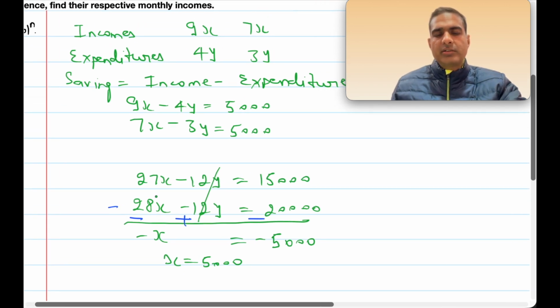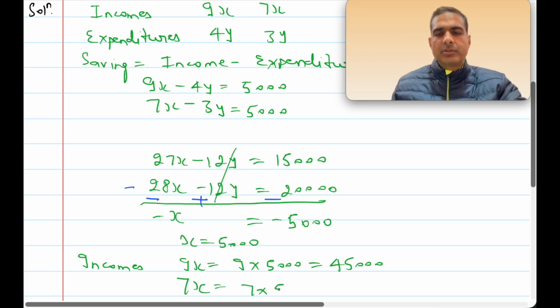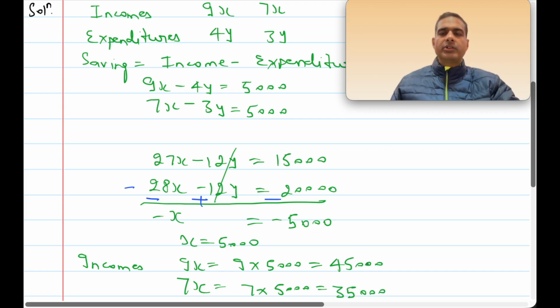Now we can find out the incomes. The first income will be 9x, so that will be 9 times 5,000, which is 45,000. And the second income is 7x, so 7 times 5,000, which is 35,000. So the incomes of both the persons are 45,000 and 35,000. I hope this would be clear.